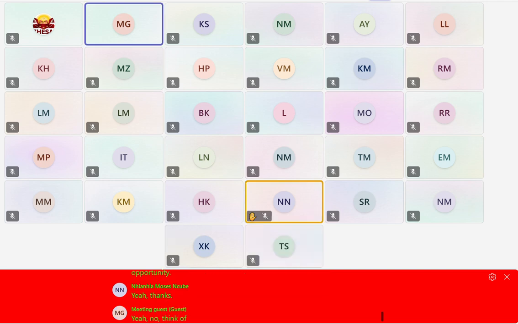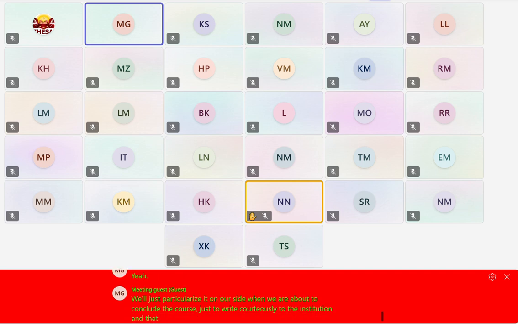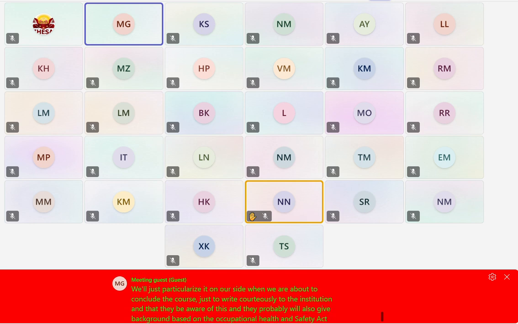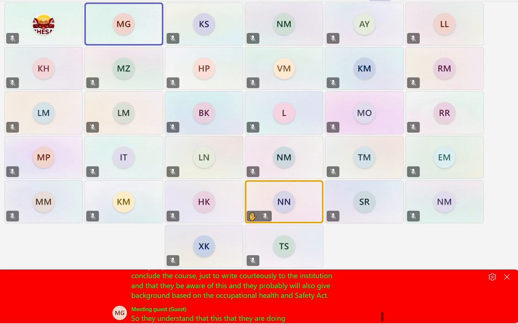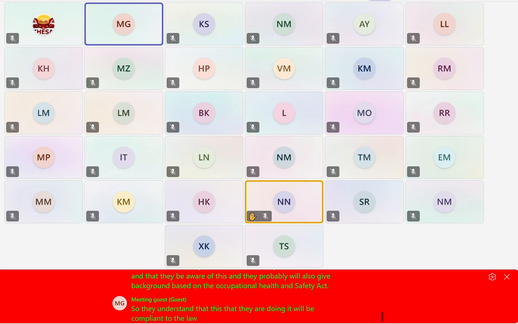No, thank you very much. That's a true diagnosis of many of the employers. So I think it's possible. We'll practicalize it on our side when we are about to conclude the course. We will write courteously to the institution so that they are aware of this, and we will also give background based on the Occupational Health and Safety Act, so they understand that what they are doing will be compliant to the law. It's not really trying to do a favor for you as a learned person.